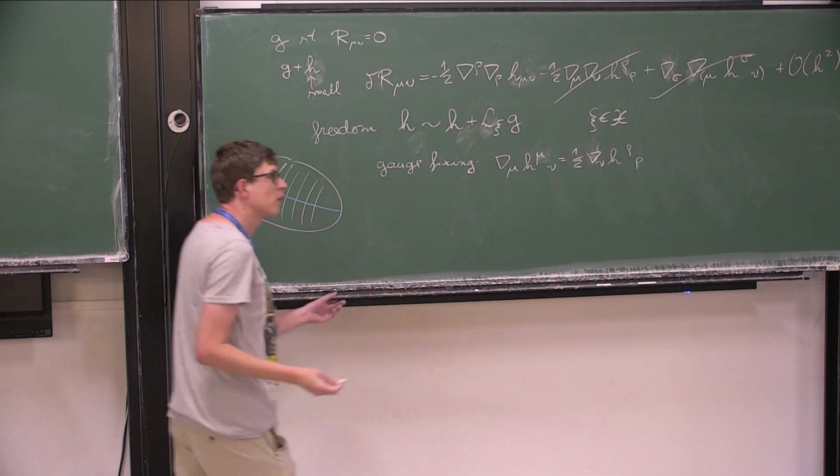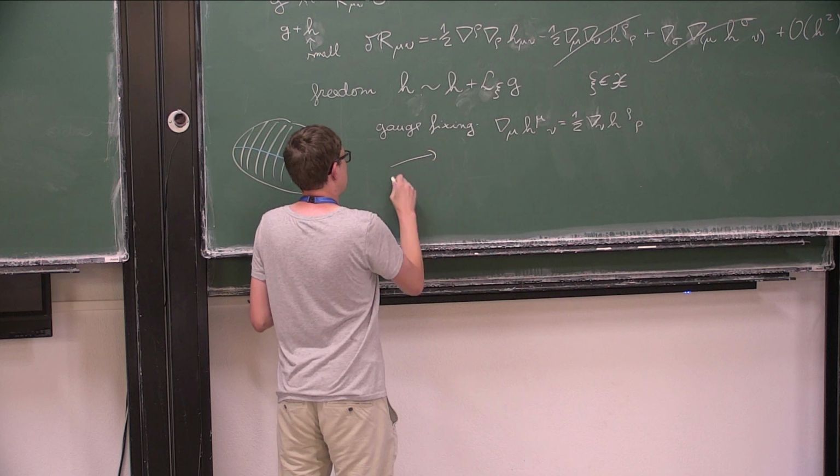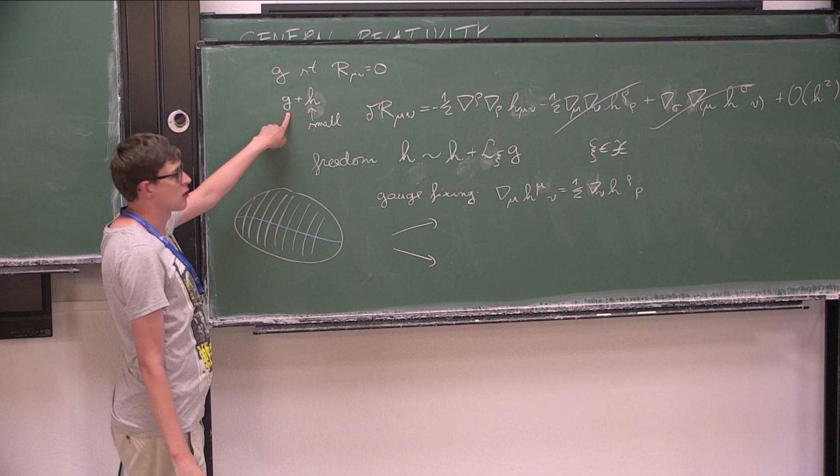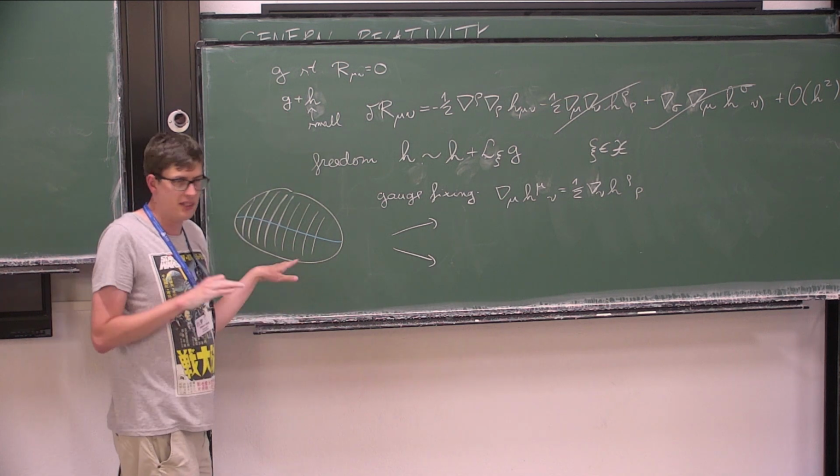Okay, and there are now two things to finish. One implication is that, suppose that this G that you started with was the Minkowski metric, the flat metric, the easiest thing that you can have.